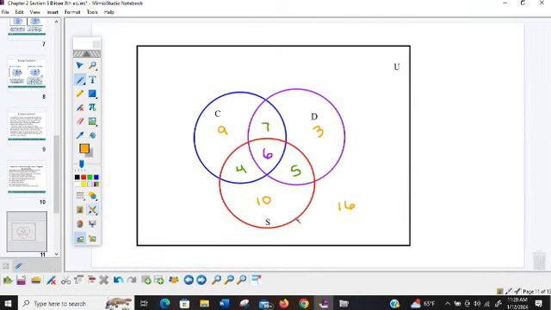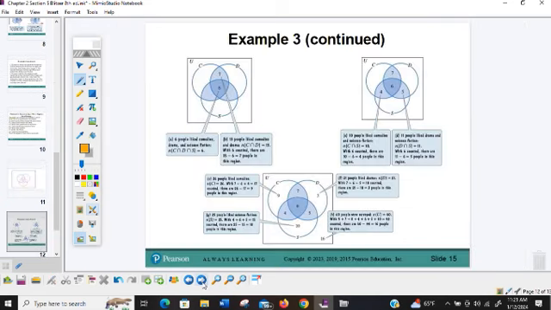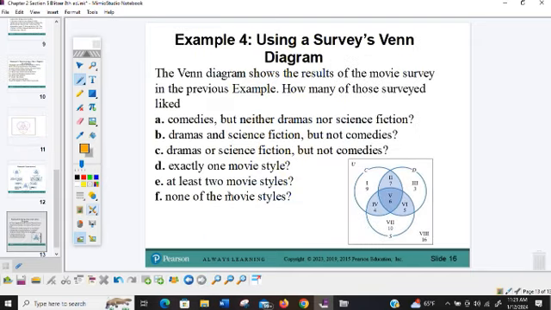Now we have it all broken up and we could answer any type of questions they have. And that comes up in the next example. And I left the pictures of theirs from the book. On this one, it says use the Venn diagram, and this is the one we just worked on, okay? Use the Venn diagram, and it shows the results of the movie survey. Now let's answer some questions.